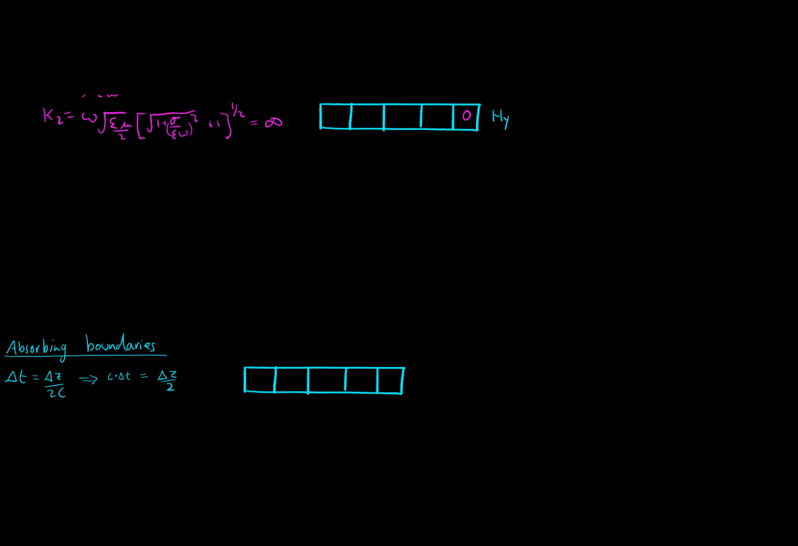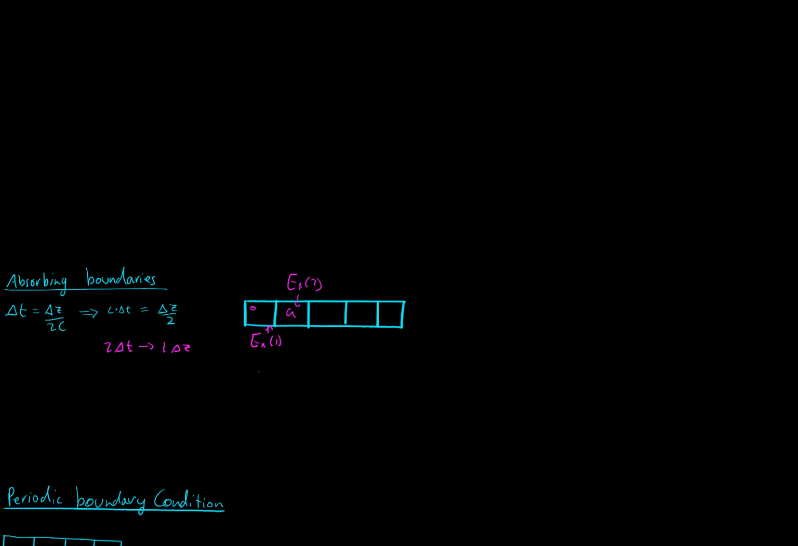How to fix this? There's a few ways. We're going to start with the absorbing boundary condition. So we know from our Courant condition, the speed of light times our delta t is equal to delta z over 2, which means that it takes 2 delta t to travel 1 delta z. What if we make ex of 1 equal to ex of 2 time steps ago? In other words, ex of 1 is equal to ex of 2 when t is equal to minus 2 delta t. To do that, it's fairly simple.